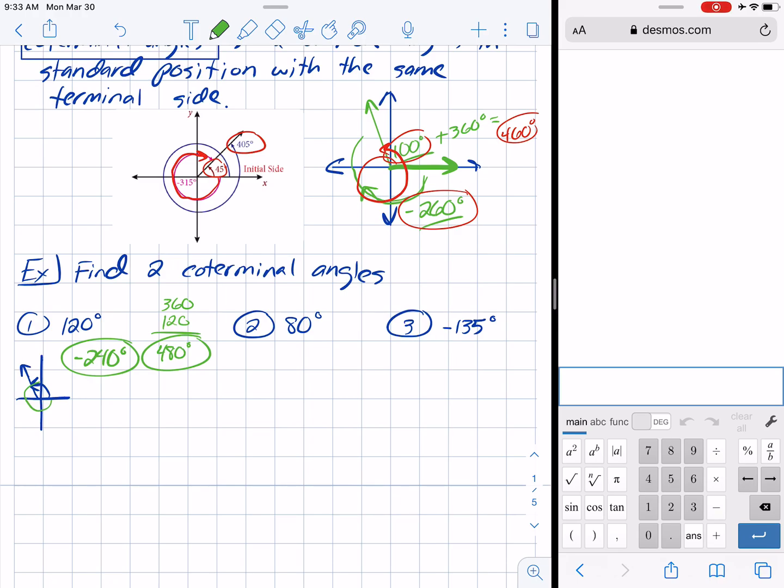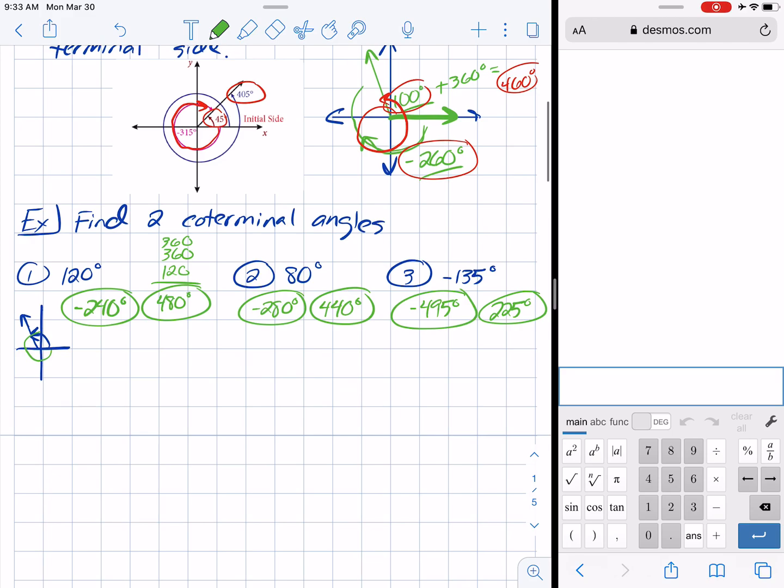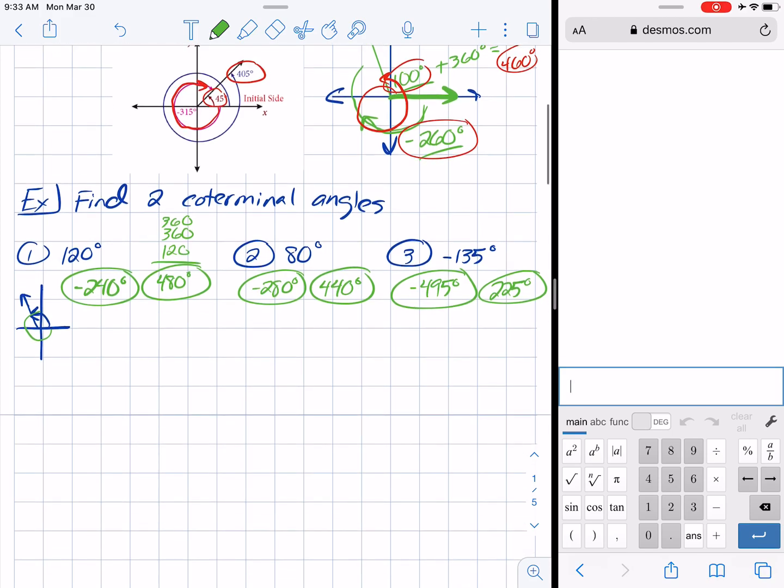Same logic for 80 degrees and negative 135. You guys, you can have different answers than what I have. You could have added 360 twice. There's an infinite number of coterminal angles you could find. For 80 degrees, I think just adding 360 and subtracting 360, you would have been left with negative 280 and 440. For negative 135, negative 495 degrees and 225 degrees. Okay, we'll continue to practice using coterminal angles on the homework and throughout this unit.